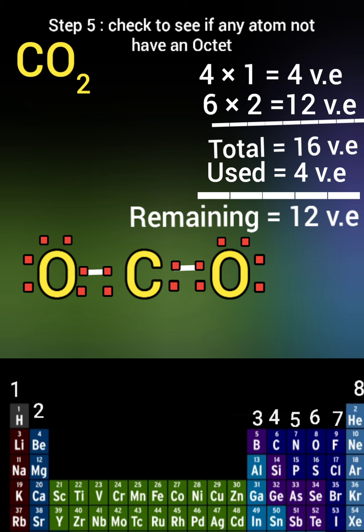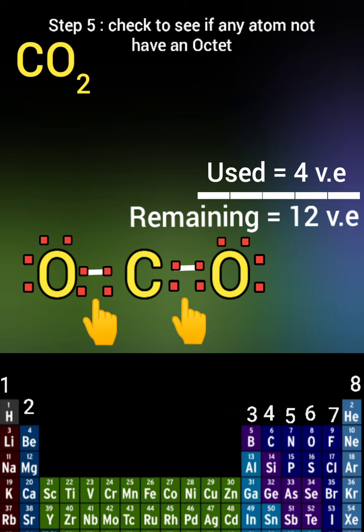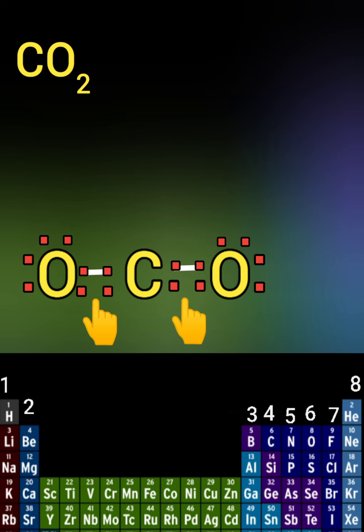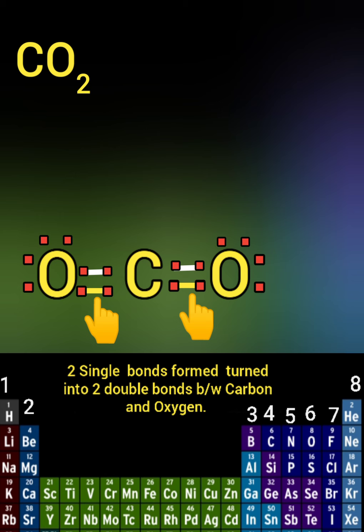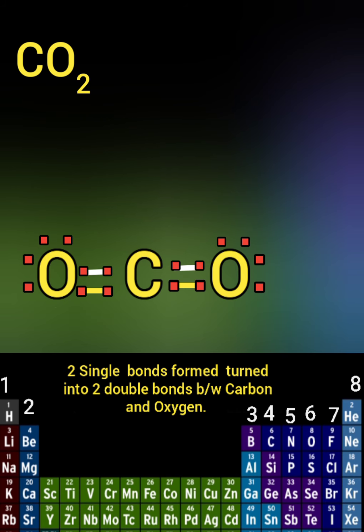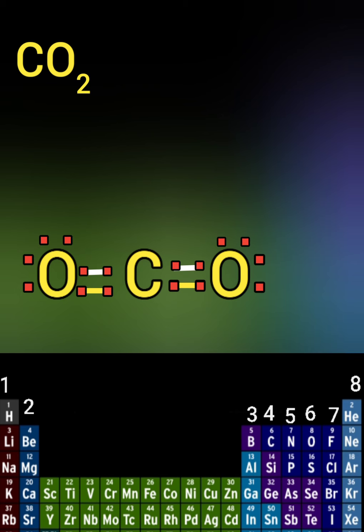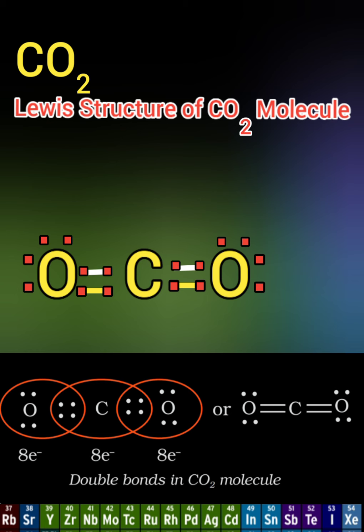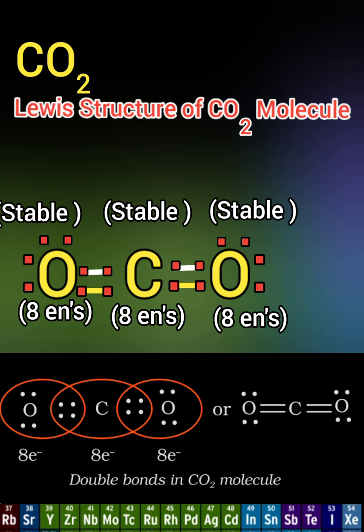Here, each oxygen atom has shared a pair of electrons with the central atom. So two single bonds are formed between carbon and oxygen. Forming these extra bonds turns the two single bonds into two double bonds, because there are already two single bonds between carbon and oxygen. Now all atoms are stable with 8 electrons. So the Lewis structure of the carbon dioxide molecule is now complete.